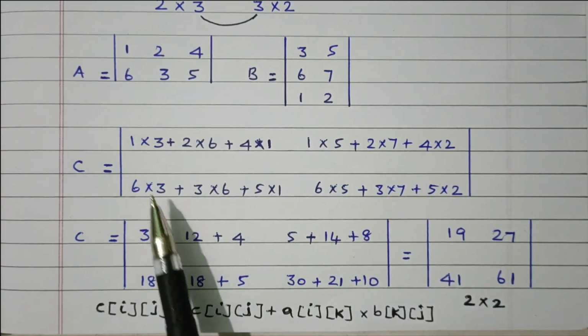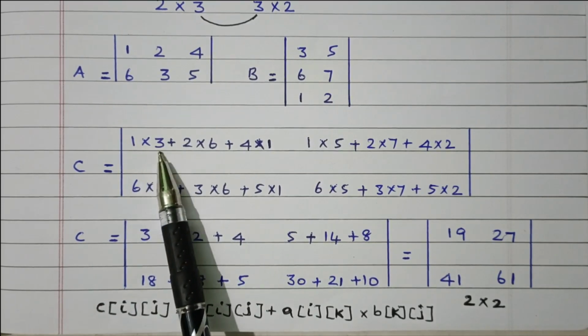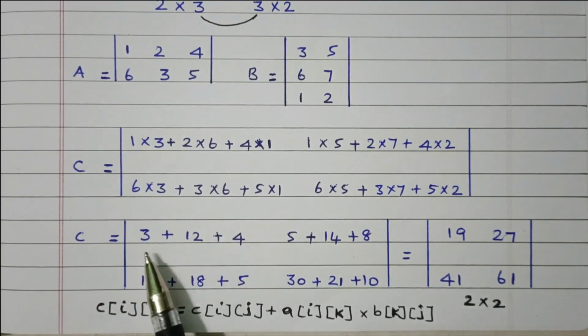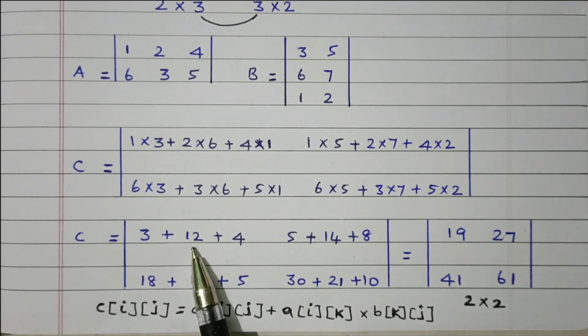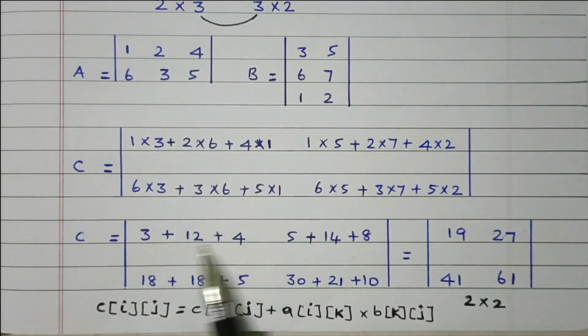Why are we writing this? We need to add 3 elements. First, 1 and 3 are multiplied, then added. 2 and 6 are multiplied, and that is added with 3. 4 into 1 is multiplied, and that is added with this 12. So 3 plus 12 plus 4. 3 times we need to multiply. These 3 results are added together.